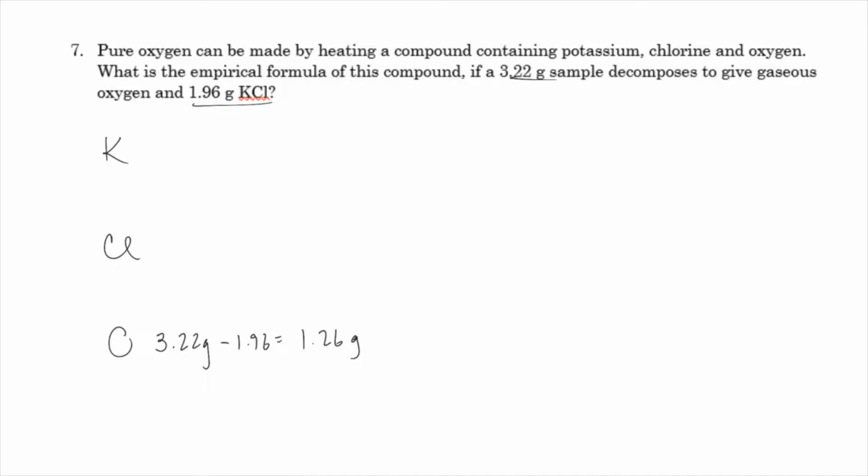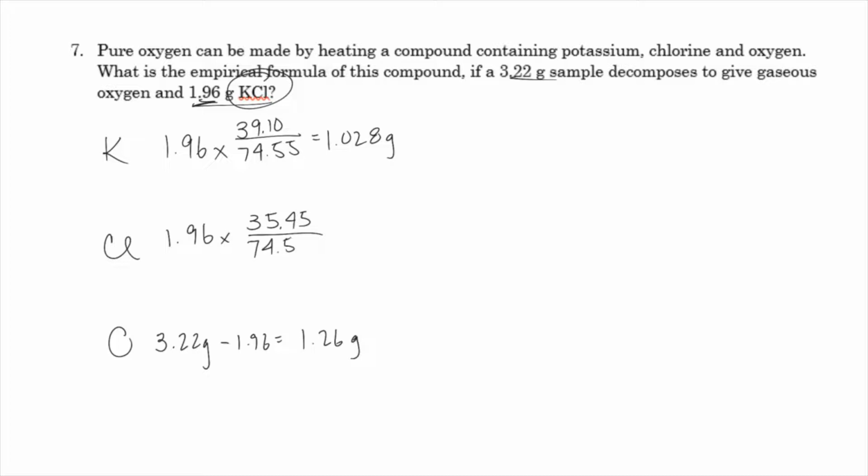grams of oxygen. Okay. For the KCl, I'm going to do the same thing as if this was a combustion analysis. I'm going to multiply the mass of the sample times the percent potassium, and times the percent chlorine, that was in that sample. So if I have 1.96 grams, I multiply that times the mass percent of potassium in potassium chloride. So potassium has a molar mass of 39.10. The total molar mass is 74.55. And I get 1.028 grams. I repeat the process, but this time I use the molar mass of chlorine. So I do the percent composition of chlorine in KCl. So 35.45 divided by 74.55, and I get 0.932.